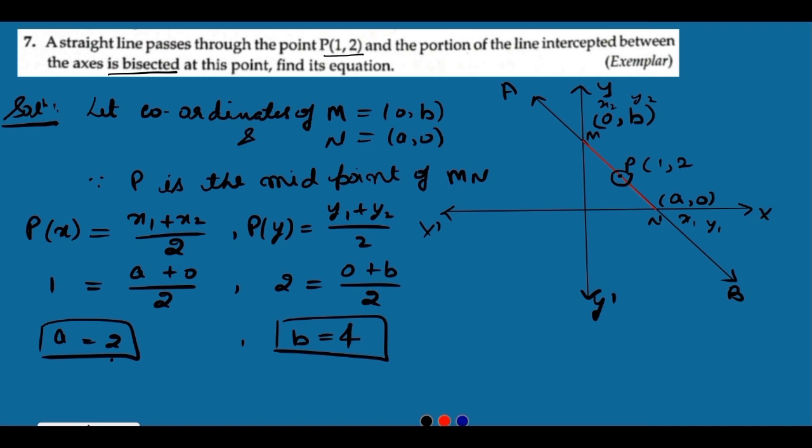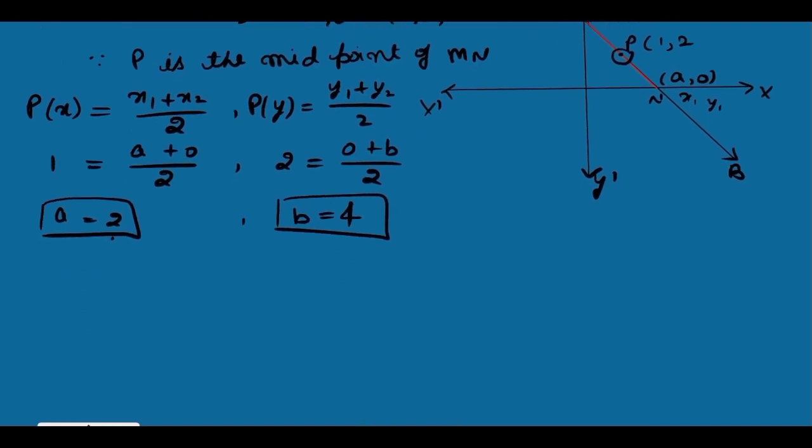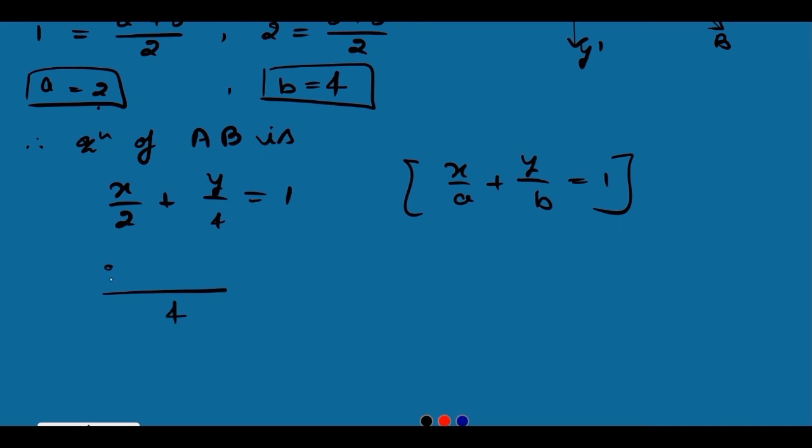Now we can write the equation of line AB. Therefore, equation of AB is x upon A plus y upon B is equal to 1. 2x plus y is equal to 4.